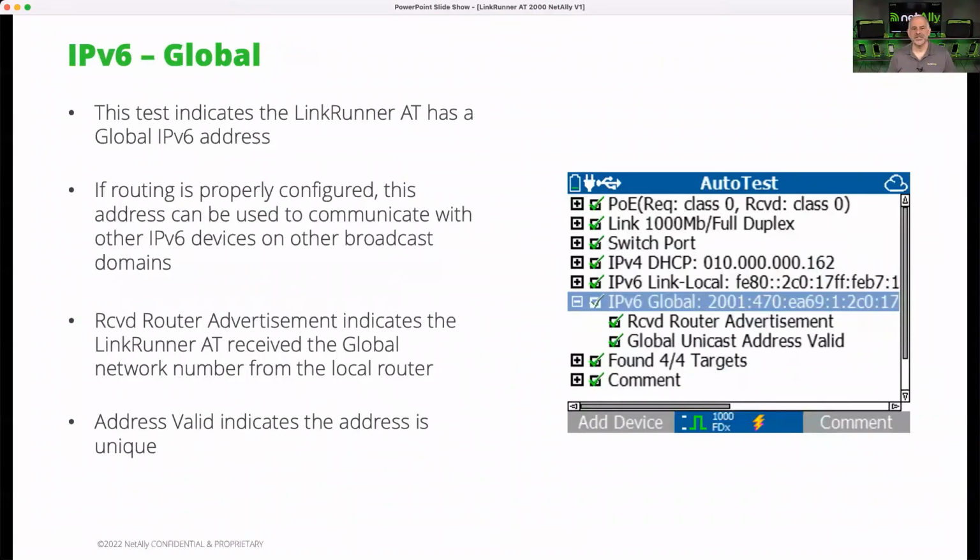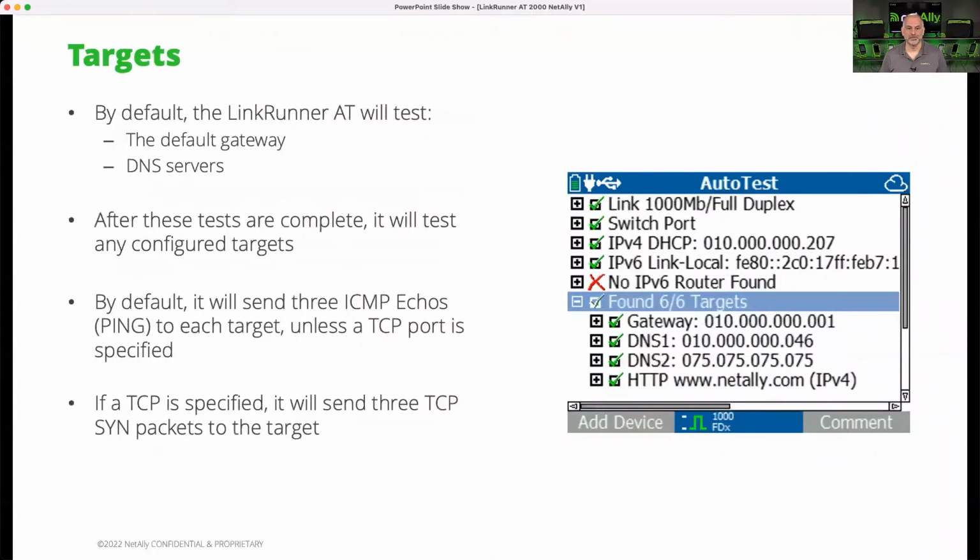Global indicates that it received a router advertisement telling us that we can use a global IPv6 address. So this is the kind of address that will allow us to route through the internet using IPv6 to sites out there. So if we're expecting an IPv6 address and we want to get off of our local subnet, we're going to expect to see an IPv6 global address.